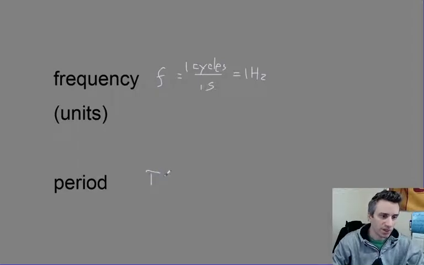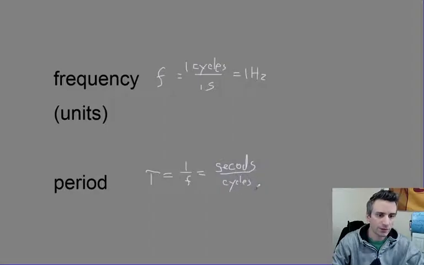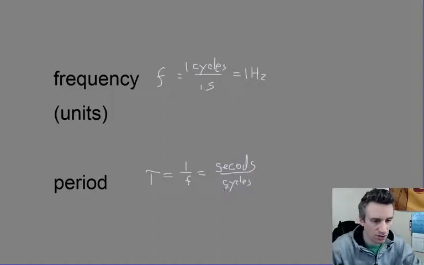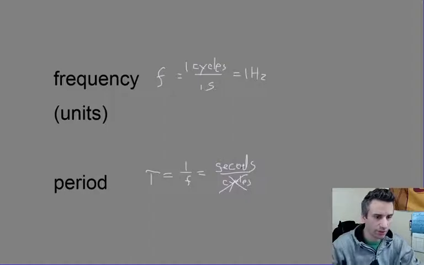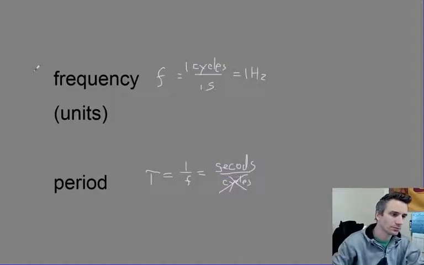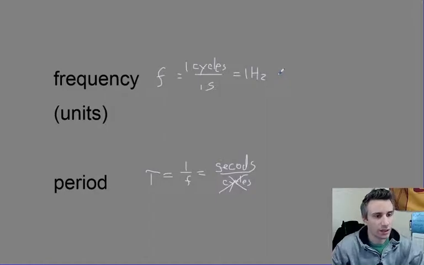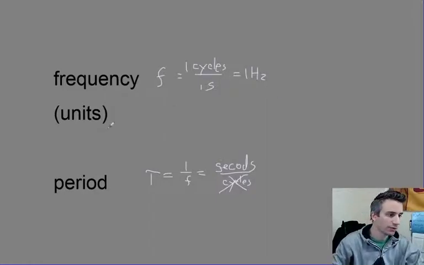Period, represented with the capital T, is equal to 1 over f, where f is measured in cycles per second, and T is expressed in terms of seconds per cycle. And often the idea of a cycle or revolution or rotation is just canceled out altogether, and we just express it in seconds. Keep in mind that frequency and angular velocity are practically the same thing, because in one cycle you have 2 pi radians, so you can easily convert from one to the other.